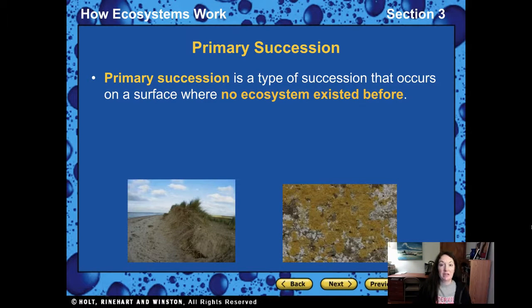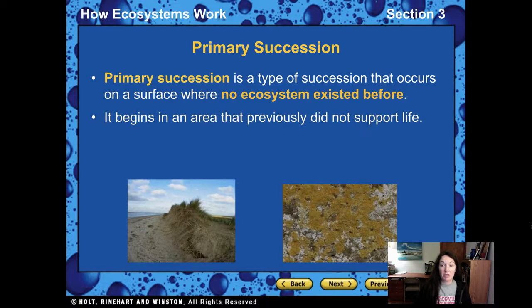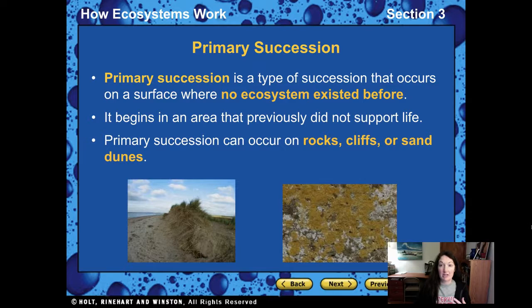Primary succession is a type of succession where you haven't had an ecosystem in a place before. So this could be a place that has a lot of rocks or cliffs, sand dunes, places where plants do not grow. Because remember from our first section in this chapter, plants are the base of the food chain. So if you don't have plants, you don't have an ecosystem. You don't have life that can survive in that ecosystem.